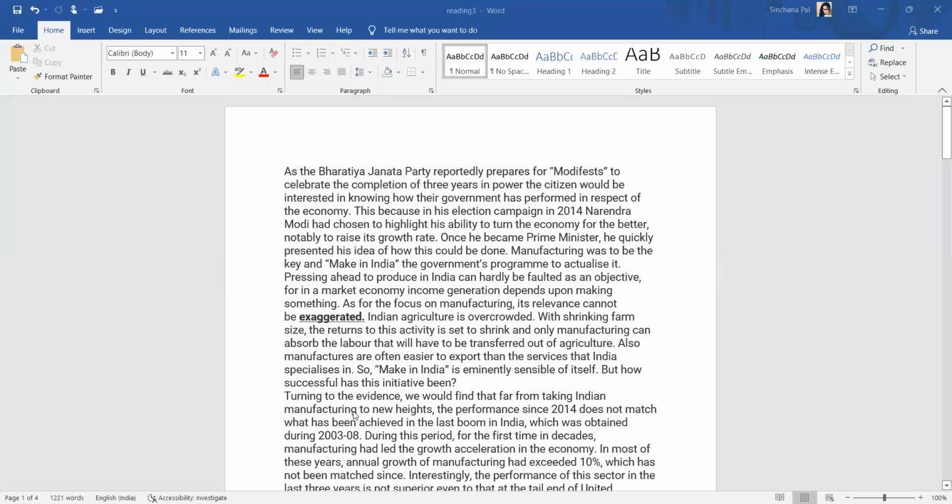Okay, let's start reading. One more thing: different students have different IQ levels. Maybe one student can read it in 5 minutes and another student will read it in 10 minutes. But do not hurry so much, because there is negative marking.